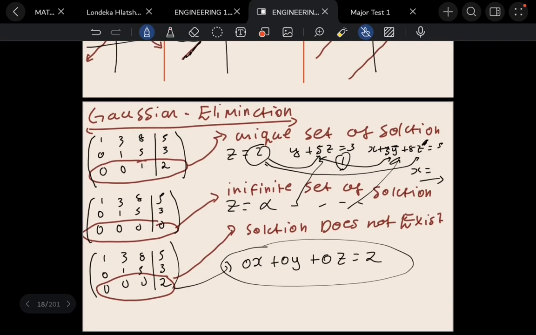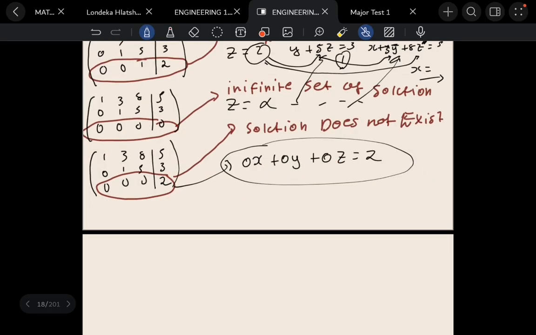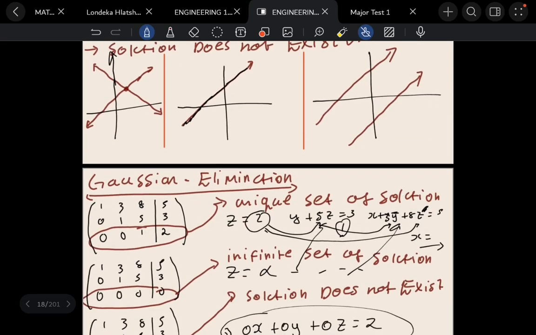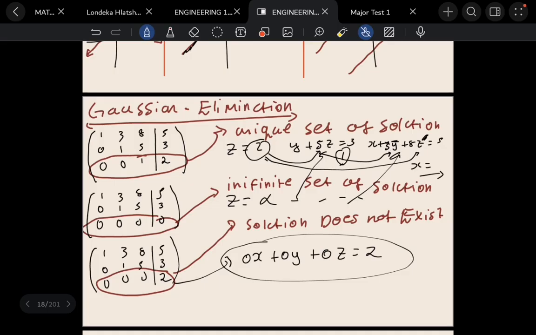You cannot add 3 zeros and get 2, right? And you cannot add 3 zeros and get a number, or a whole number, or a natural number, sorry, or an integer. So always make sure you understand this concept for Gaussian elimination: for a unique solution, we're always going to have a Gaussian elimination in that order. For an infinite solution, we are going to have a Gaussian elimination in that order. And for a solution that does not exist, we have a Gaussian elimination in that particular order.